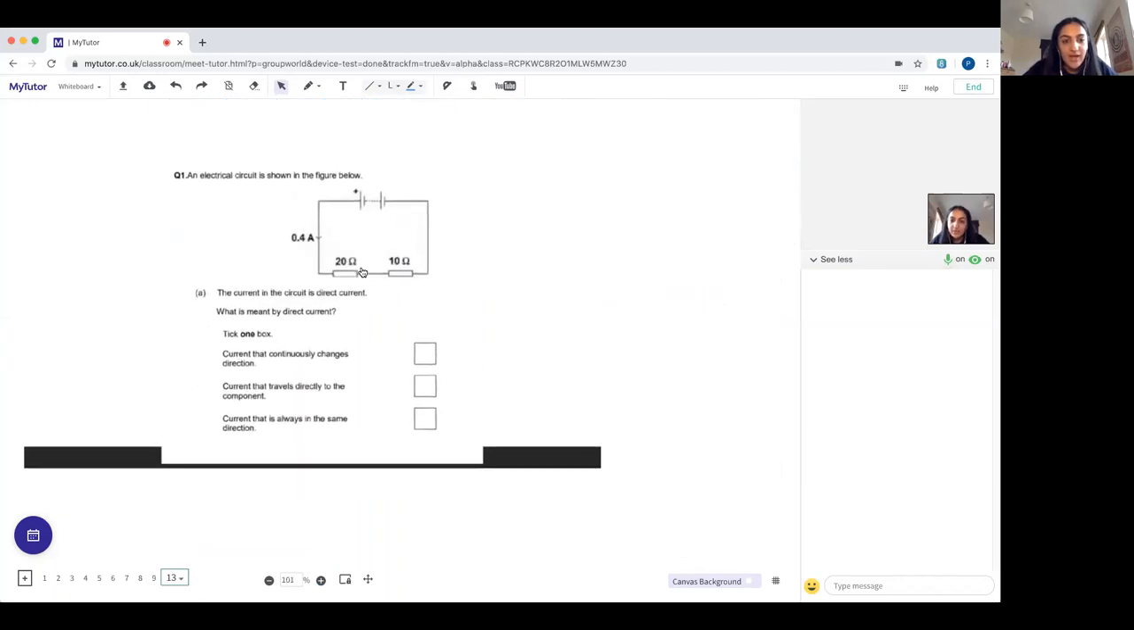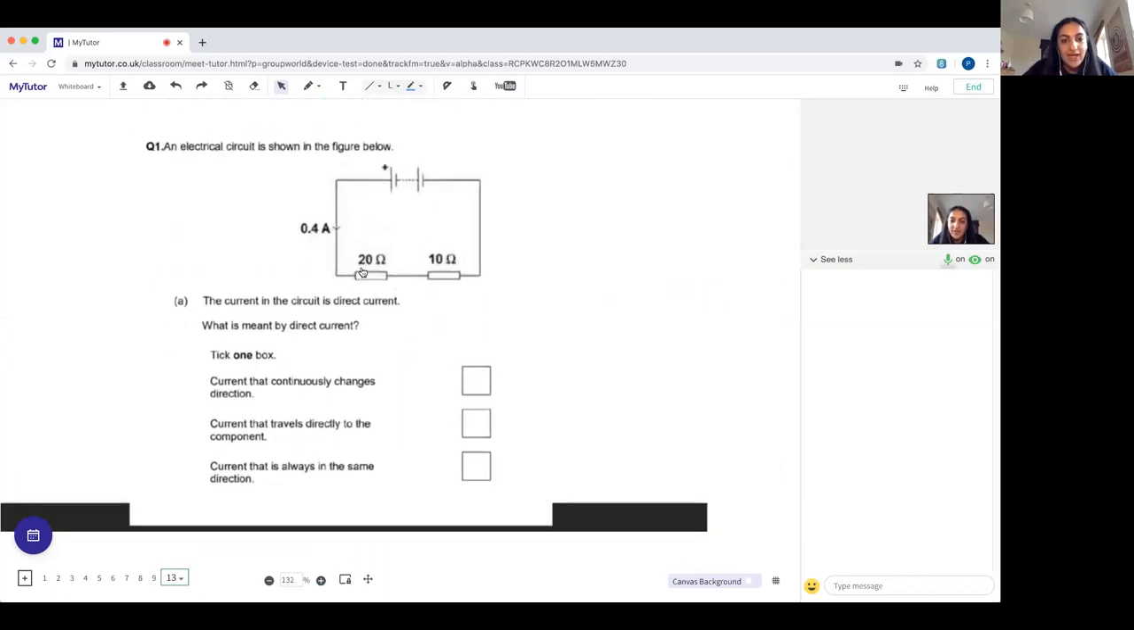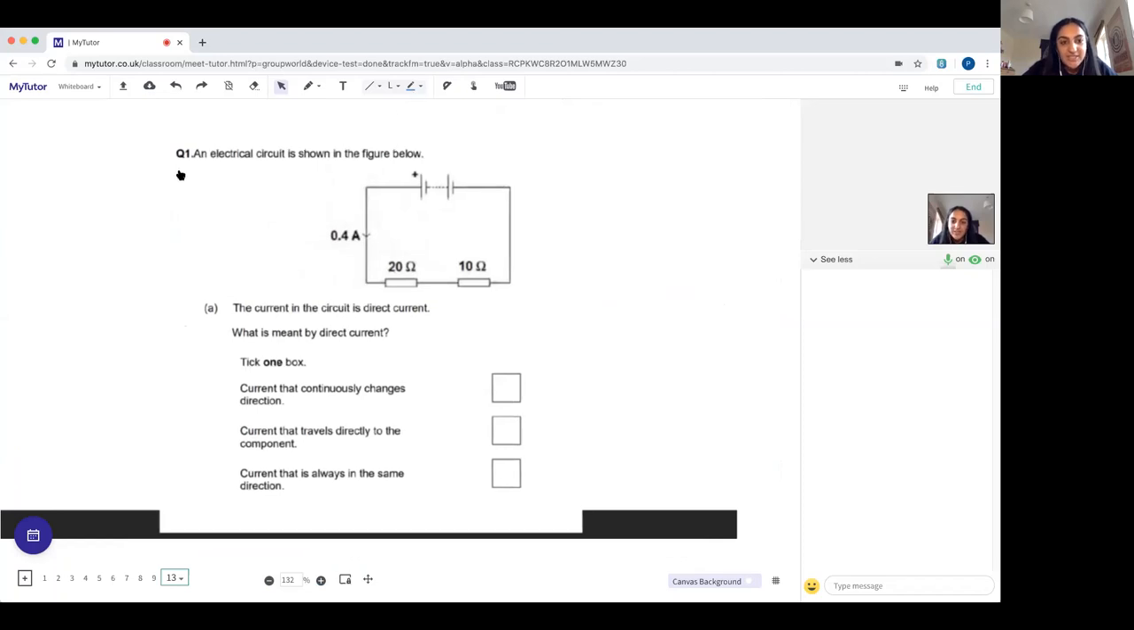So here we have an electrical circuit, and you might notice that this is question 1, okay? So a multiple choice, 1-mark question, and the question is, what is meant by direct current? Is it current that continuously changes direction, current that travels directly to the component, or current that is always in the same direction?